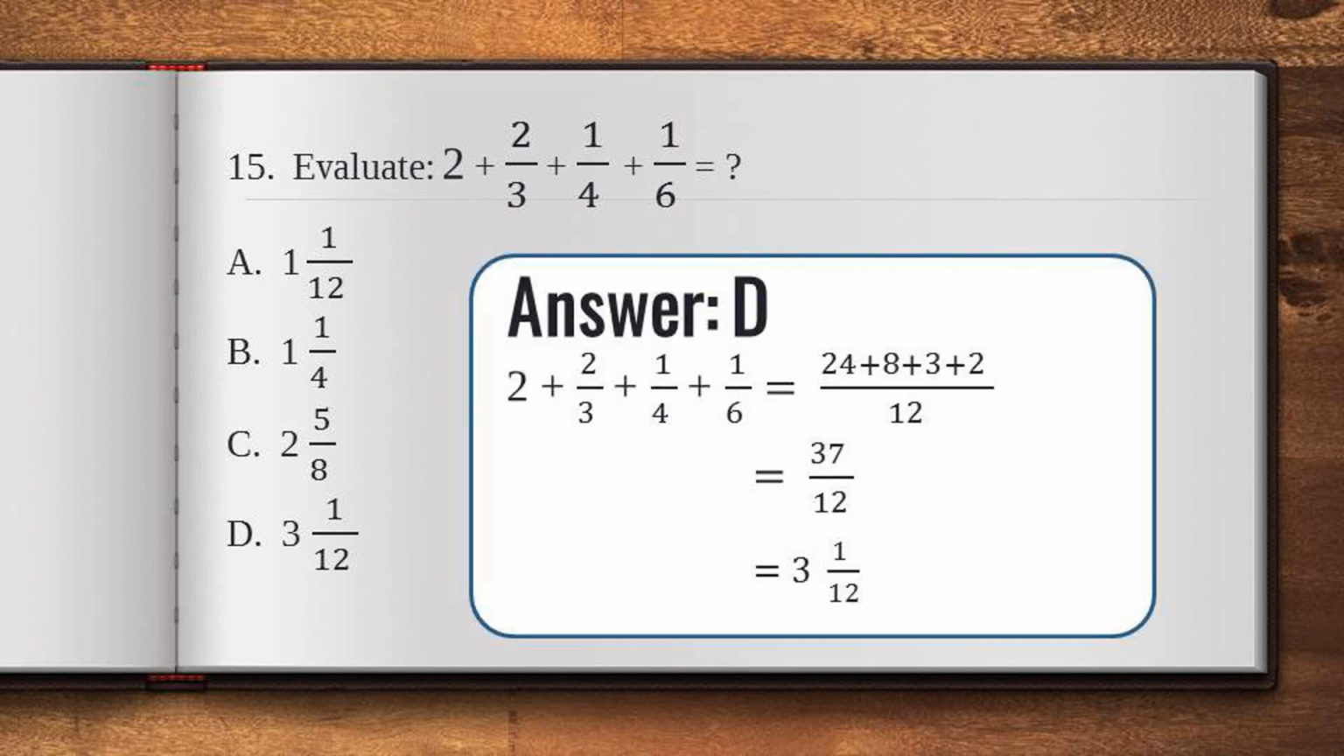In order to evaluate the given, we just need to rename the fractions using the least common denominator. So in this case, the least common denominator is 12. Now that the denominator is the same, and we obtain the equivalent fractions for each given fraction, we then proceed to add the numerators. Thus, we are able to get 24 plus 8 plus 3 plus 2 over 12, or 37 over 12, that's 3 and 1/12.